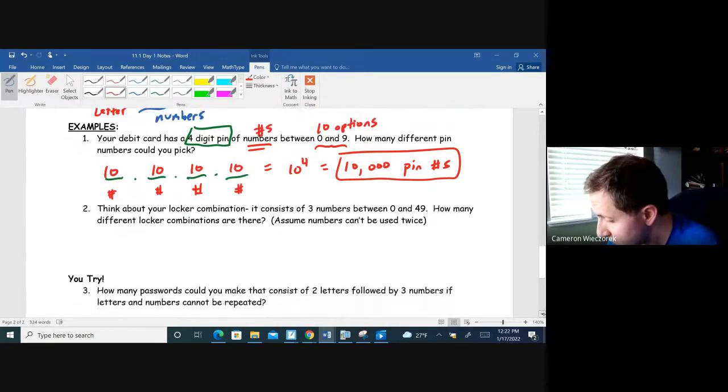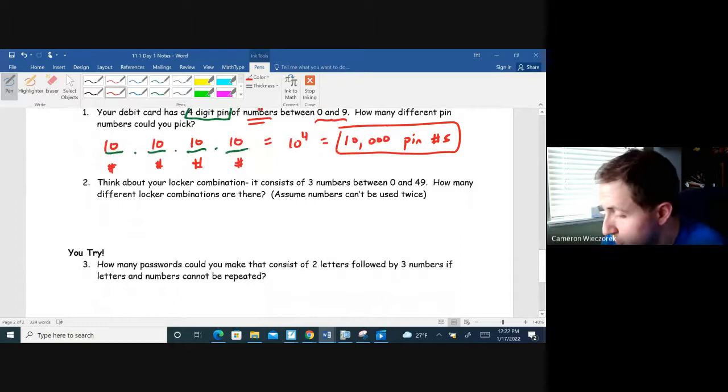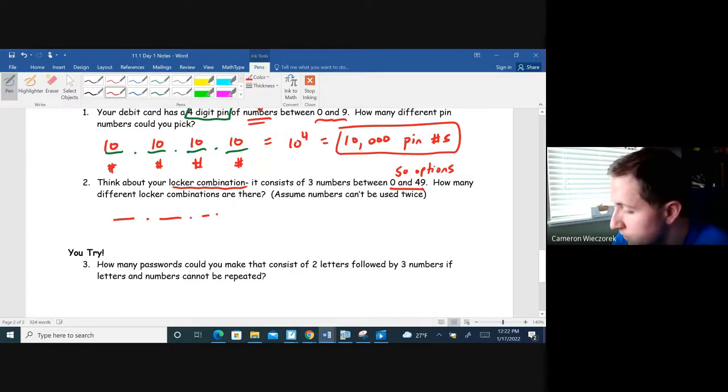Okay, next one, a little bit more information. You are thinking about your locker combination. It consists of 3 numbers between 0 and 49. So since we have 0 included, that's 50 options. How many different locker combinations are there? You have 3 spaces to fill. All of them are numbers between 0 and 49.